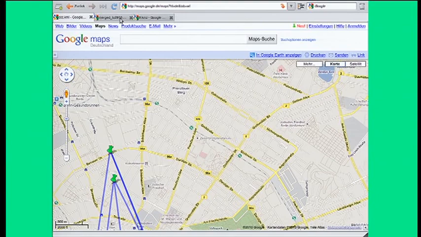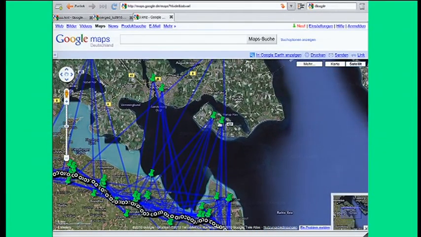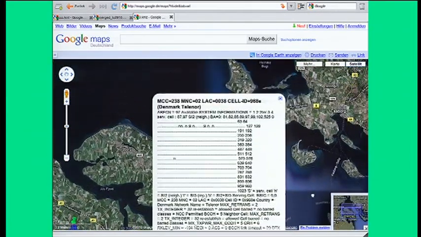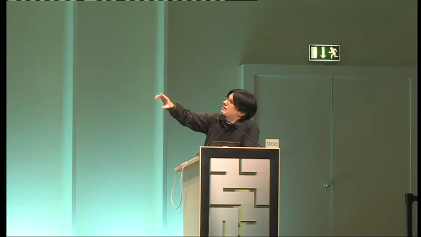You can do it on a larger scale as well, for example, or even get cells from other countries. This is at the northern coast of Germany, doing some measurements, and you can actually get cells from Denmark, and you get the triangulations into Denmark up there.